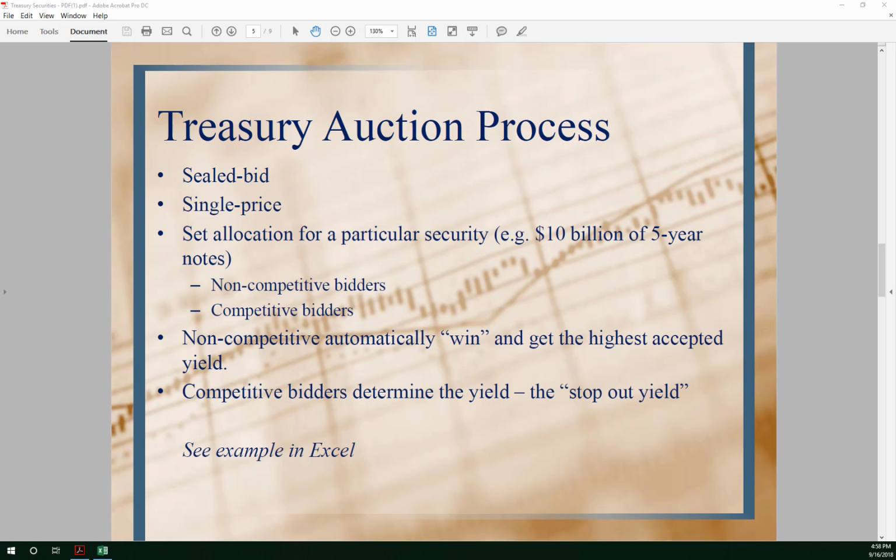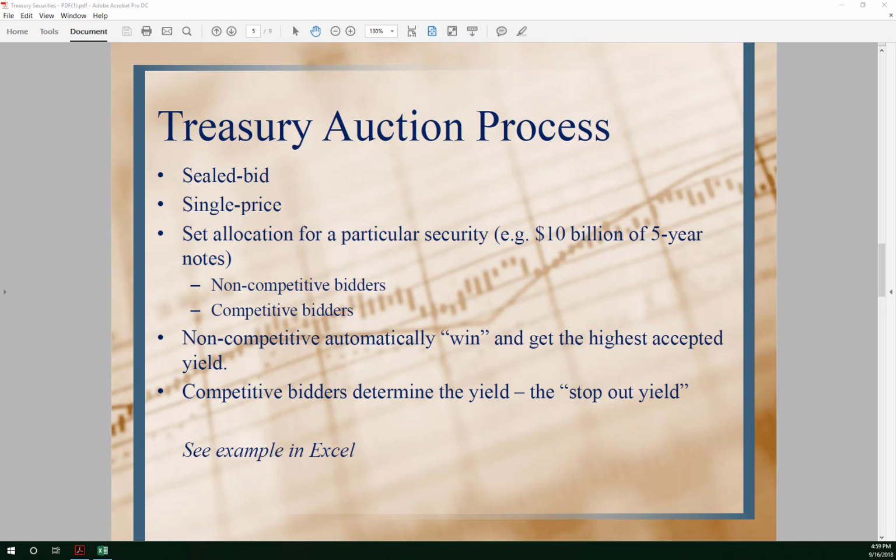First thing is it's a sealed bid process, so you're not going to know what other competitive bidders are going to be doing. You don't know how much they're asking for, how much they're submitting bids for, or what the yield is that they're submitting. So all of that is secret. It's a single price auction, so there's going to be one price that everybody is awarded who wins the auction or who gets some allocation of the securities. There's a set allocation for a particular security.